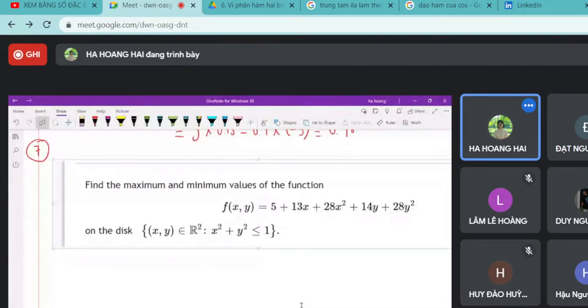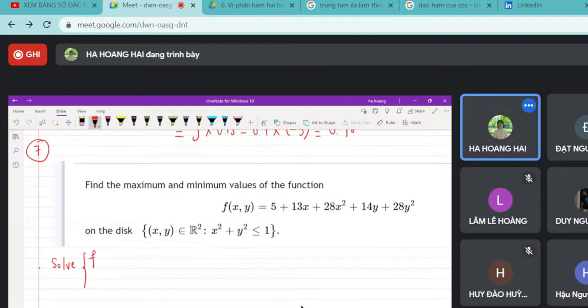Okay, so for this question, everyone, first of all we need to find the critical points inside the disk by solving the system. We have fx equal to 0, and fy we get 14 plus y equal to 0 also.